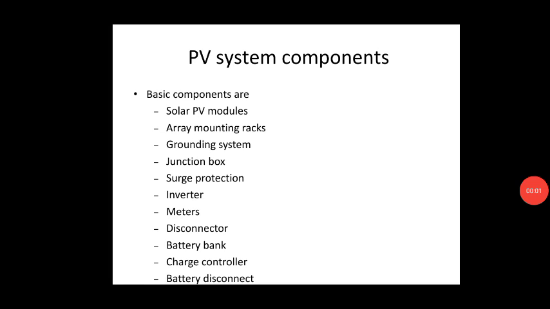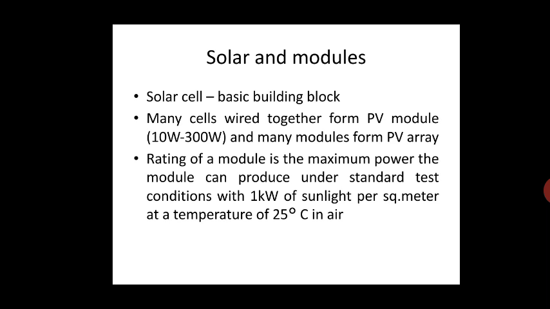Hi students, in this class we study the PV system components. First, we study the solar modules. A solar cell is the basic building block, and many cells are wired together to form PV modules. A module is rated from 10 watts to 300 watts, and many modules form a PV array, as I told you.